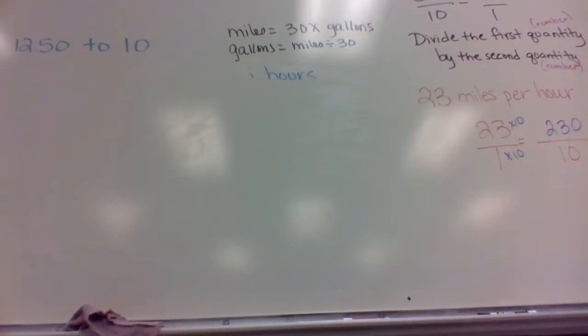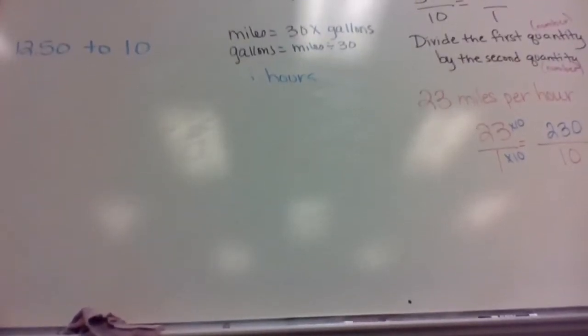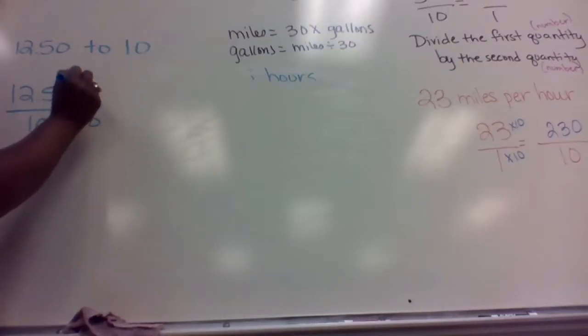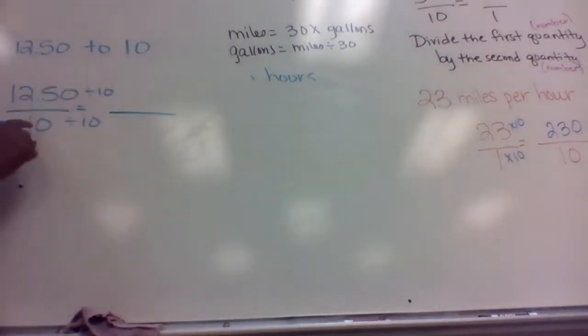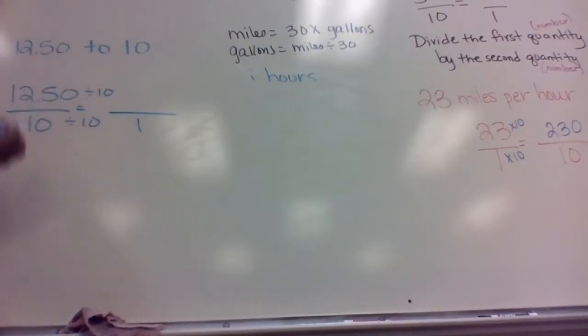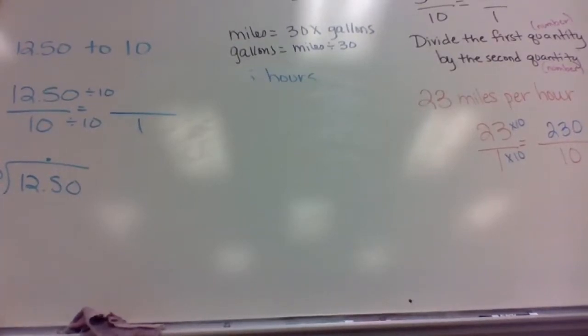The second thing says, write the rate. Well, find an equivalent fraction with a denominator of 1. And how do we make a denominator of 1? Divide. Divide by 10. So 1250 over 10, divided by 10 here, divide by 10 here. So 10 divided by 10 is one. Now we got to divide 10 into 1250. Now, what do we do with this decimal here? Bring it to the top. How many 10s are in 12? 1.